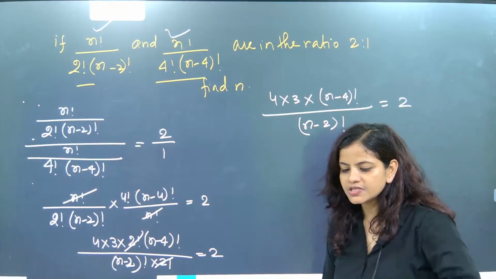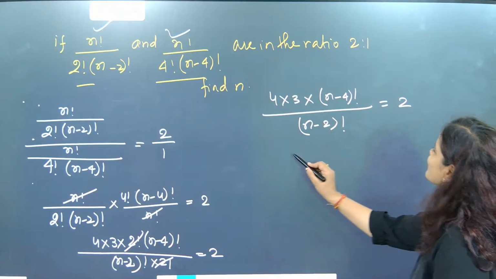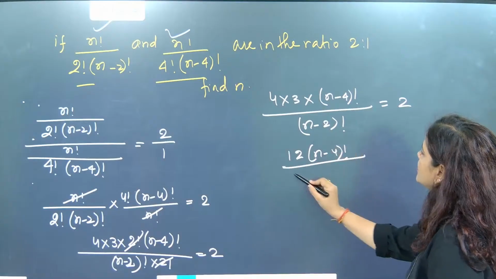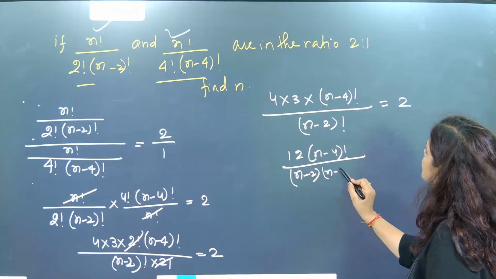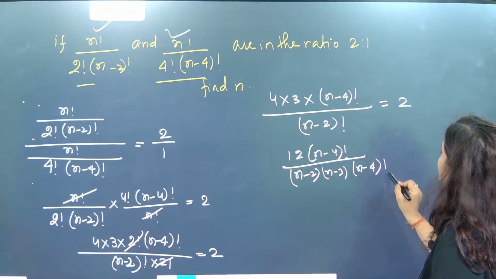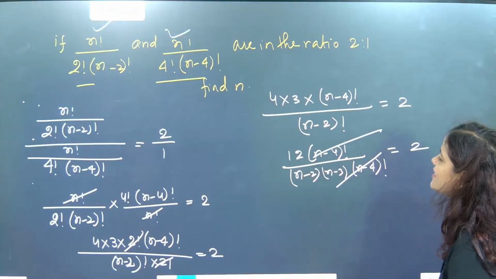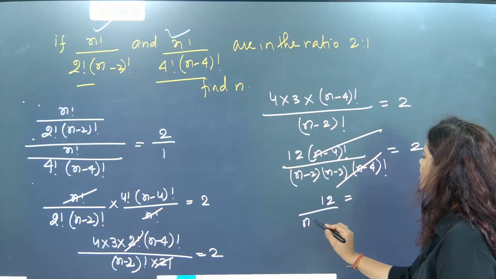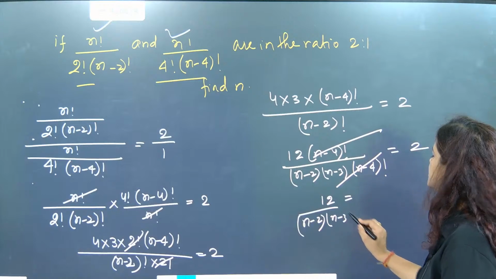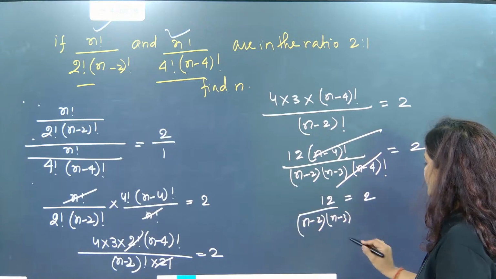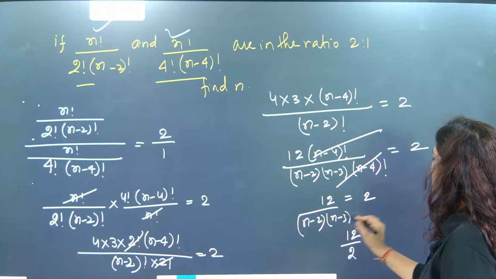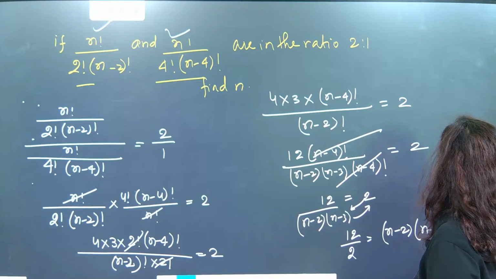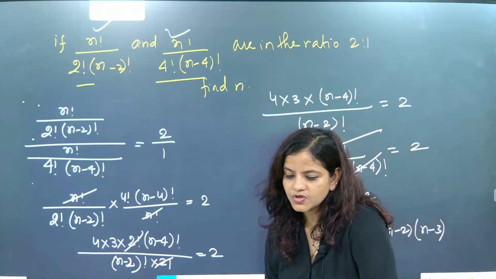So 4 into 3, how much is it coming? 12, and here n minus 4 factorial, and n minus 2 factorial will become n minus 2, n minus 3, and n minus 4 factorial is equal to 2. So this and this will get cancelled. Understood? So now 12 by n minus 2, n minus 3 is equal to 2. So now shift this one that side. So 12 you divide by 2, 2 will go down and this part will go up. So here it will become n minus 2, n minus 3. Done.